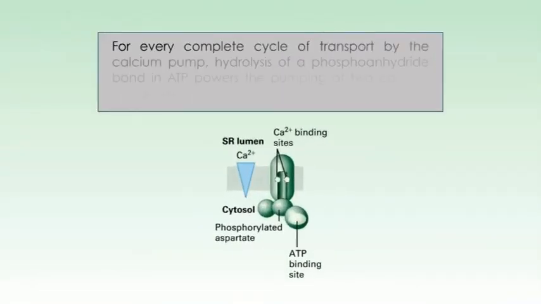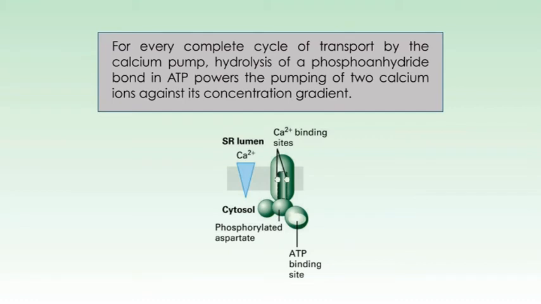The activity of muscle calcium ATPase increases as free calcium ion in the cytosol rises. So the SR membrane calcium pump works in concert with the calcium pump in the plasma membrane to ensure that the cytosolic concentration of free calcium ions in resting muscle remains below 0.1 micromolar. For every complete cycle of transport by the calcium pump, hydrolysis of a phosphoanhydride bond in the ATP powers the pumping of two calcium ions against their concentration gradient.